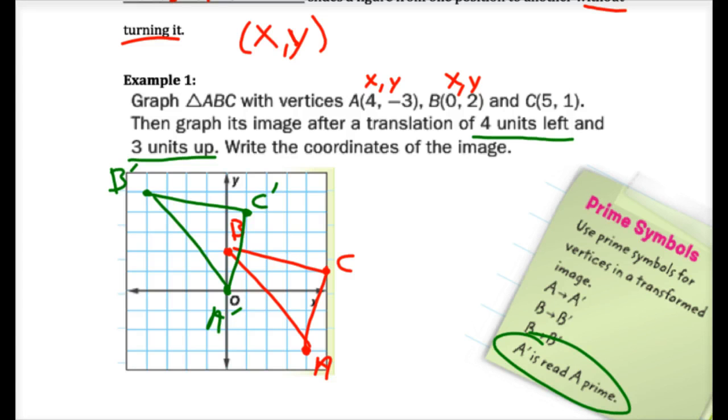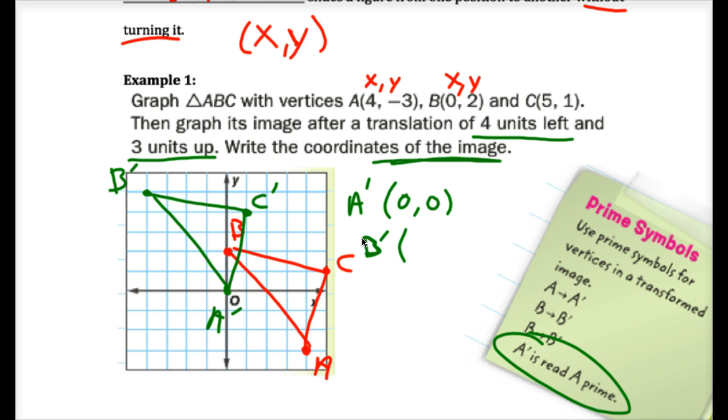We did say write the coordinates of the image. So I'm going to go A prime right here. Okay, you got to label your new vertices. Someone raise their hand and give me the point of A prime. Come on, every hand in this room should go. If you don't know that point, you're in trouble. Phoebe. 0, 0. Very good. It's the origin.